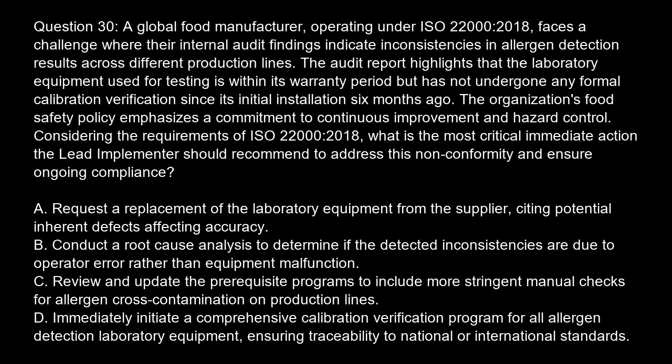Question 30. A global food manufacturer, operating under ISO 22000-2018, faces a challenge where their internal audit findings indicate inconsistencies in allergen detection results across different production lines. The audit report highlights that the laboratory equipment used for testing is within its warranty period, but has not undergone any formal calibration verification since its initial installation 6 months ago. The organization's food safety policy emphasizes a commitment to continuous improvement and hazard control. Considering the requirements of ISO 22000-2018, what is the most critical immediate action the lead implementer should recommend to address this nonconformity and ensure ongoing compliance?